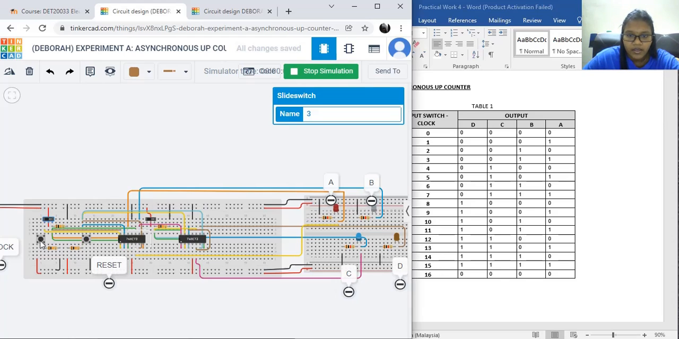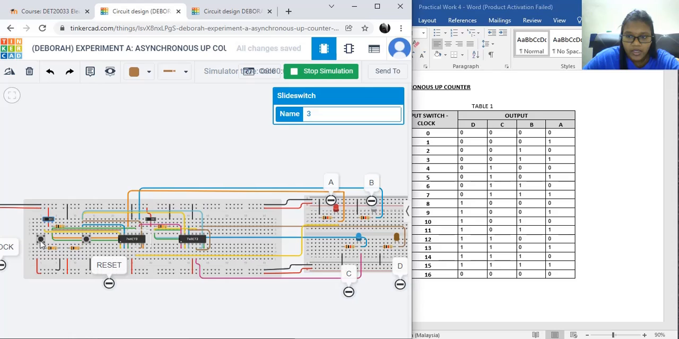Then I press number 6, B1 C1, and then I go for the 7th, which is A1 B1 C1, and then I go for the 8th, D1. Okay, 9 is A1 and D1, and then go for the 10th.